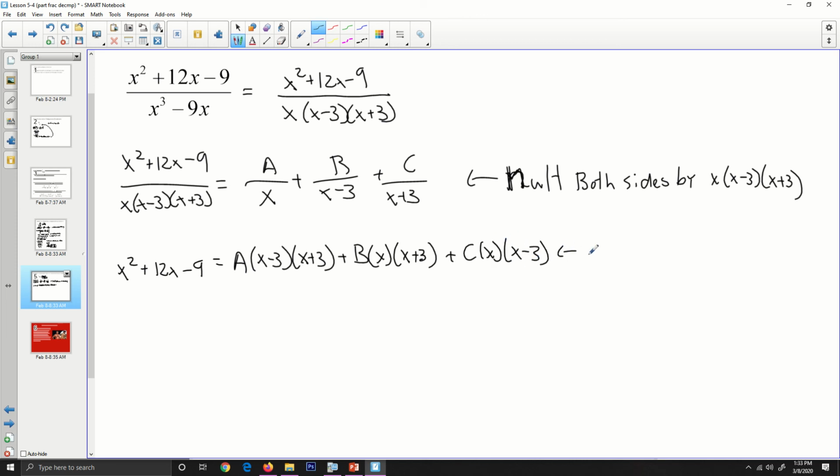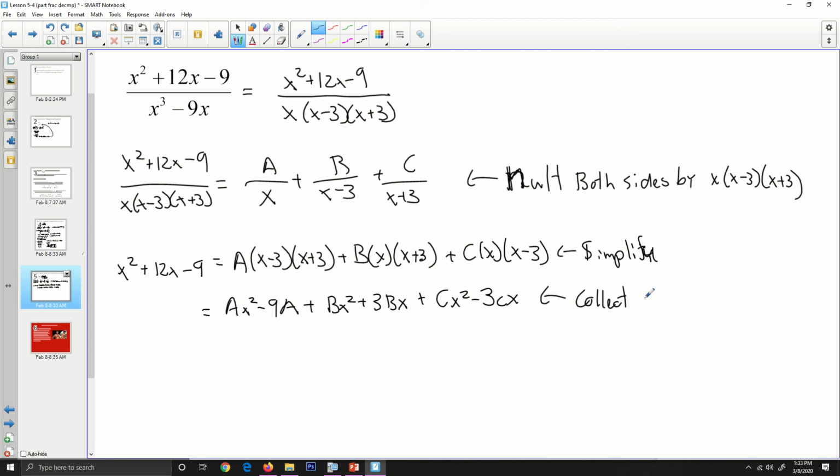All right, so here I'm going to simplify a little bit. That'll give me ax squared minus 9a plus bx squared plus 3bx plus cx squared minus 3cx. And so let's collect x squareds, x's, and constants.